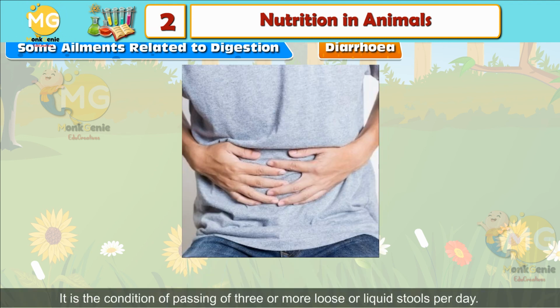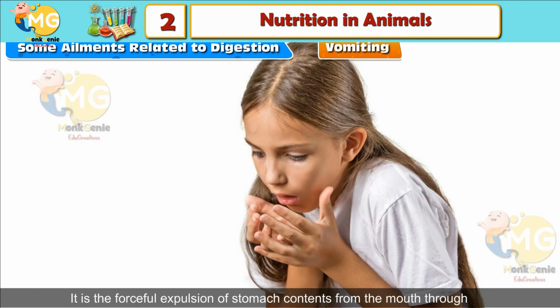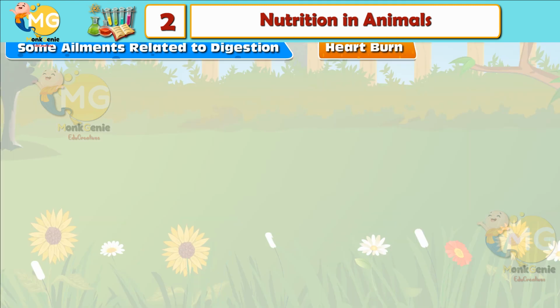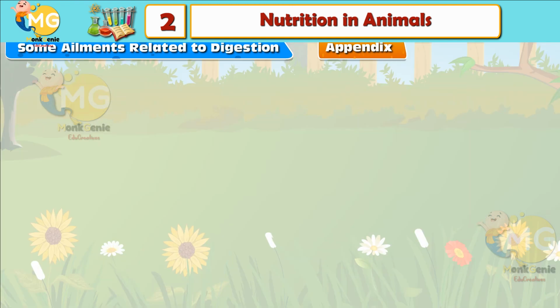Diarrhea. It is the condition of passing 3 or more loose or liquid stools per day. It is a kind of infection caused by bacteria, viruses or parasites spread through contaminated food, unclean drinking water, or as a result of poor hygiene. Vomiting. It is the forceful expulsion of stomach contents from the mouth through the esophagus. Heartburn. It is a kind of discomfort or burning sensation caused in the chest.